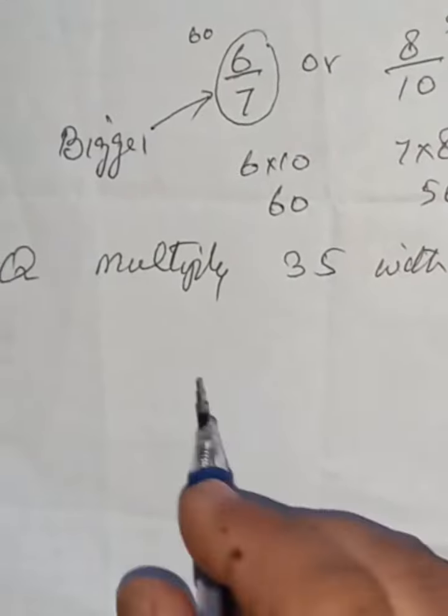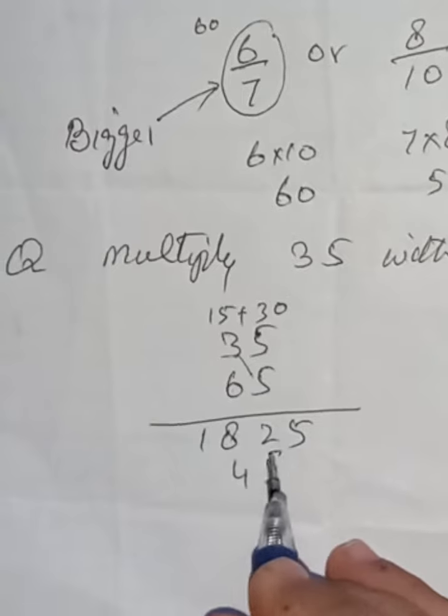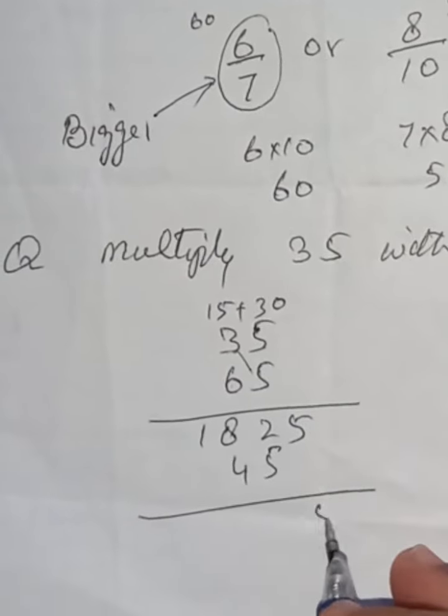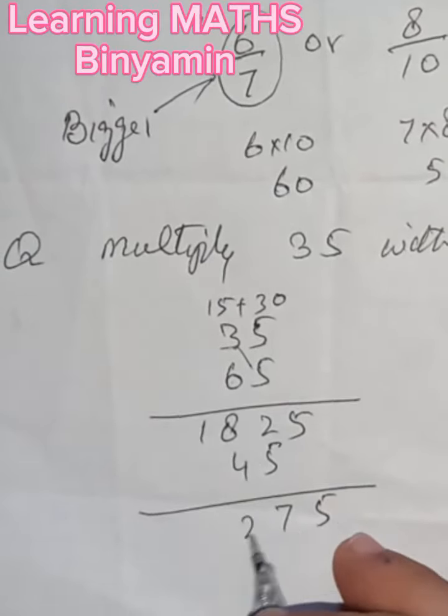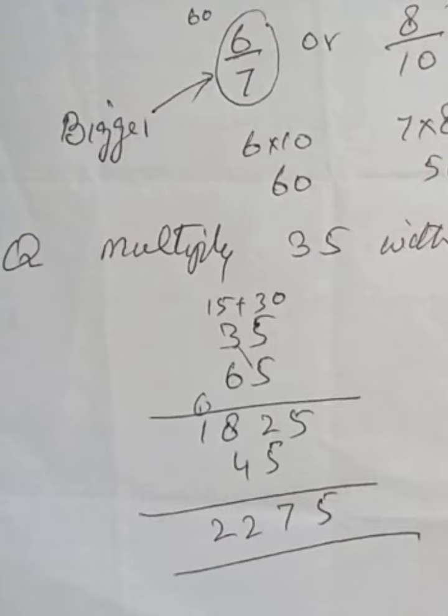5 threes are 15 plus 6 fives are 30. So adding these, it's 45. We have to add it in the middle. Add it up. 5 to 7, 4 8s are 12, 2, 1 carry, and 1 1 is 2, and that is the answer.